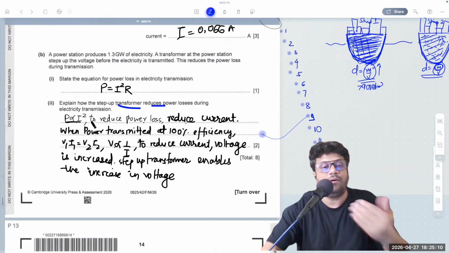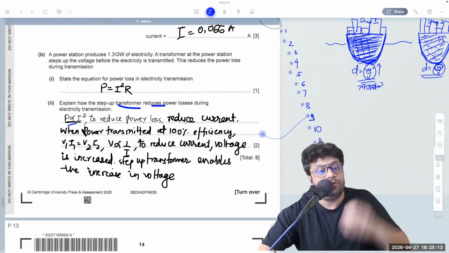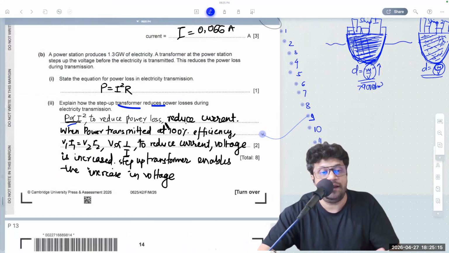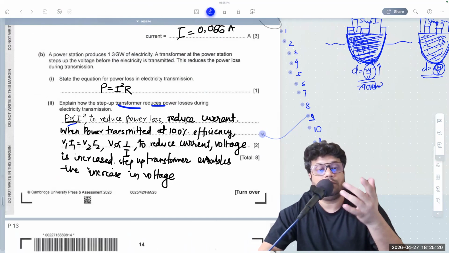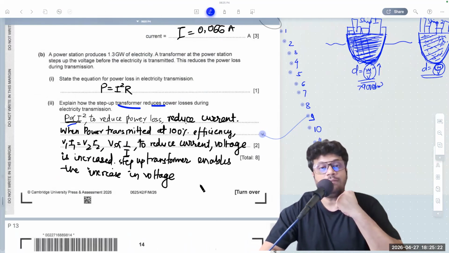You need to tell them that power is proportional to the square of the current. You want to reduce the current. How would you reduce the current? You'd increase the voltage, and that is why you put up a step up transformer.